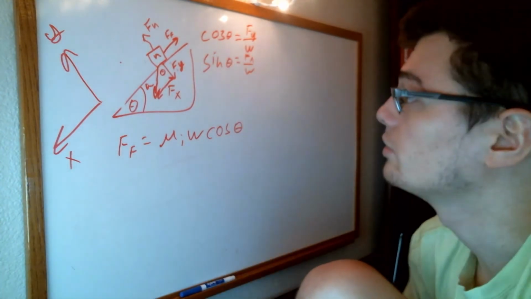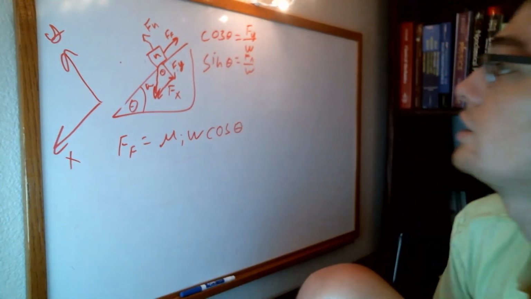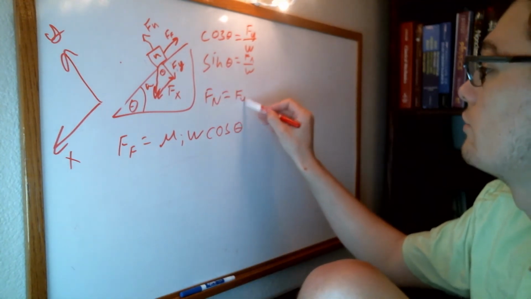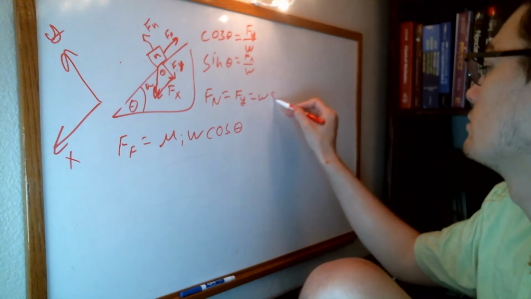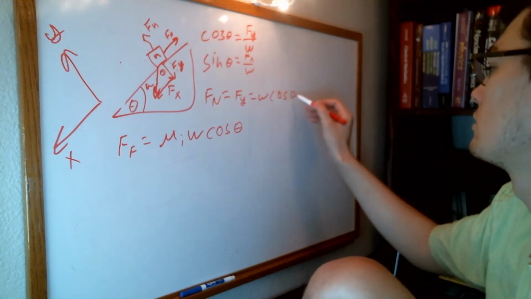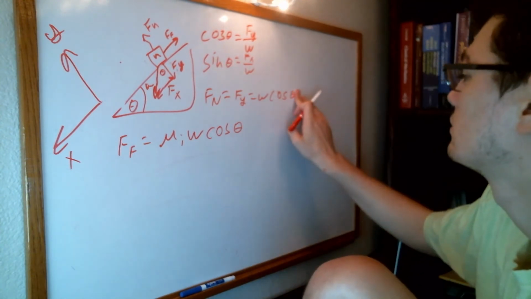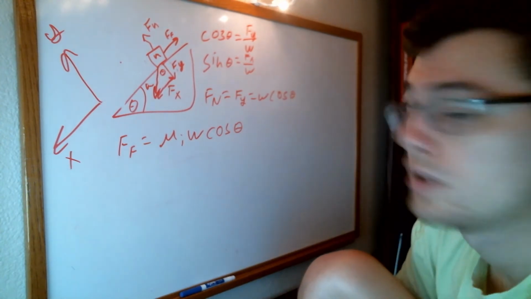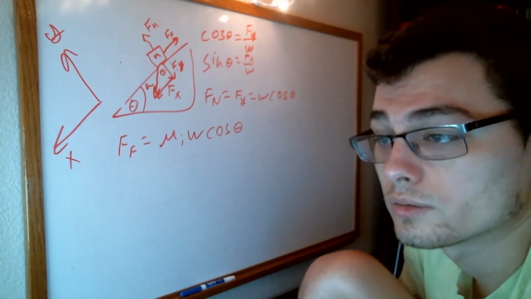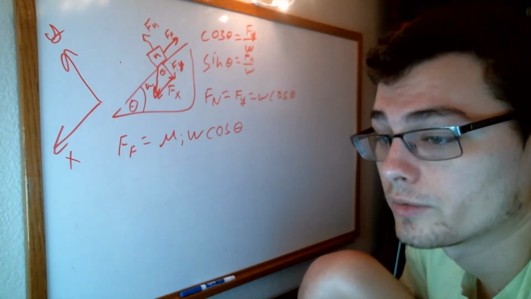So now we know what friction is. We know what Fn is because Fn, I'll just write it out explicitly, is equal to Fy, which is equal to W cosine theta. And so first problem, you have to draw your free body diagram. We've done that here.